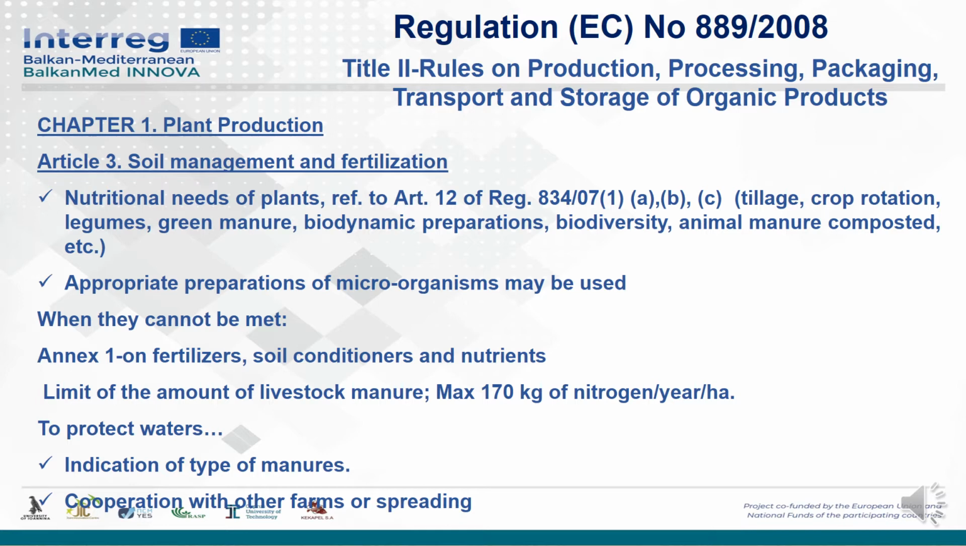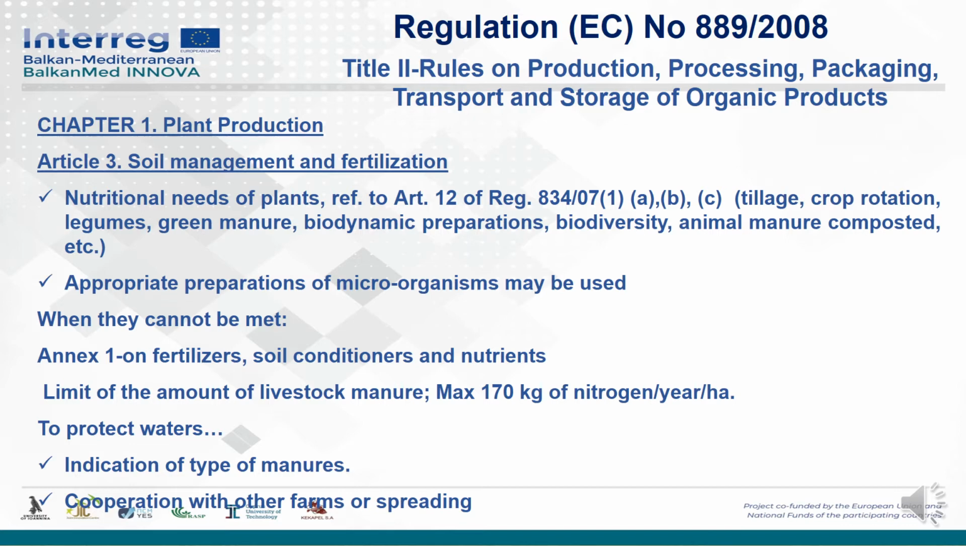It has not to exceed 170 kilograms of nitrogen per year per hectare. This is in order to protect waters. When there is a lot of nitrogen, the nitrogen could go through runoffs or infiltration to the waters, and there will be a loss of it. But the most important is the environmental problem. So then we'll have a process of pollution, of eutrophication, and then it's a chain of impacts.